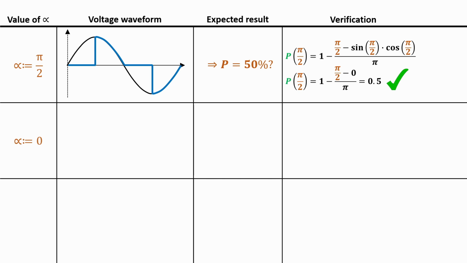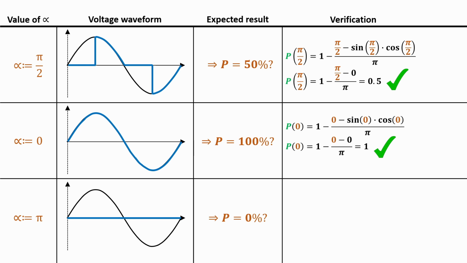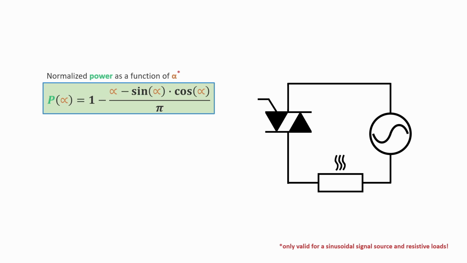Another good test value is 0, because this results in a pure sinusoidal full wave, which definitely should give us 100% output power. Let's do the check. Okay, that's also correct. Finally, we set alpha to pi and check the other side of the rainbow. We then get a flat line, and this voltage waveform should not produce any output power at all. Let's do the check. Well, also this result seems to be correct. Although we didn't test every possible value, which we couldn't do by the way, it looks as if we found a valid equation that can calculate the normalized power as a function of alpha.